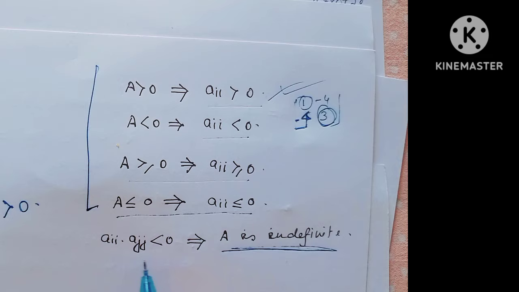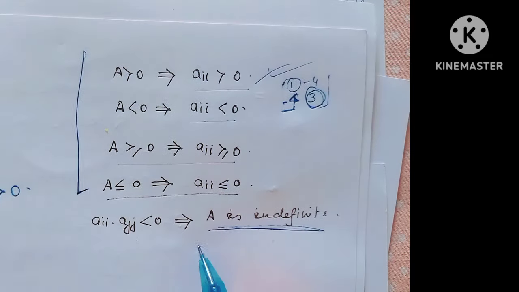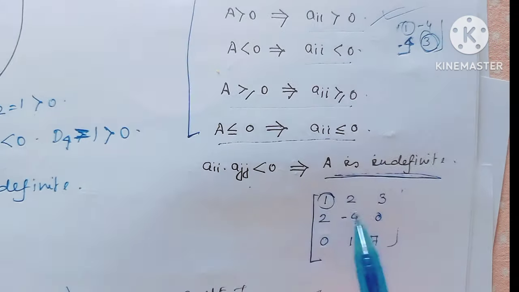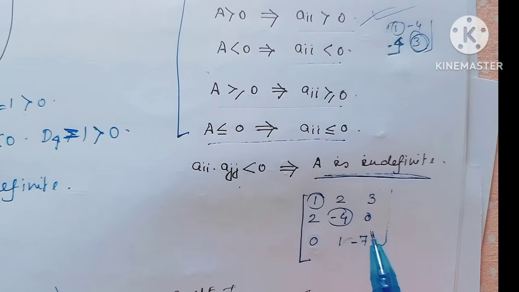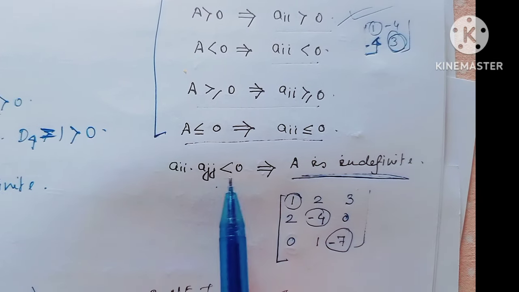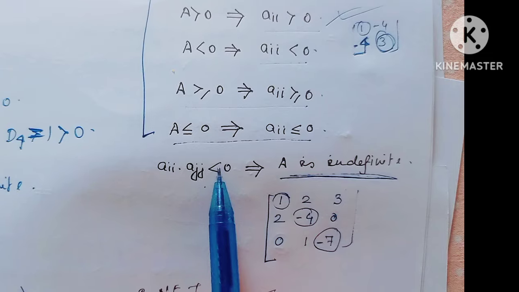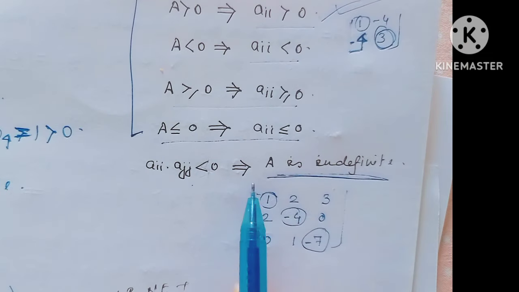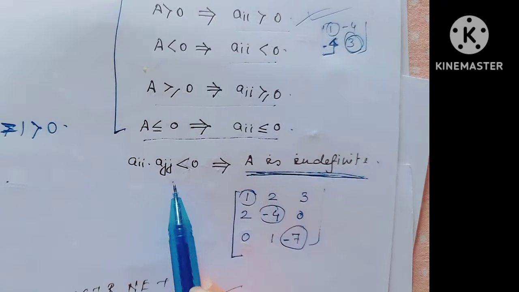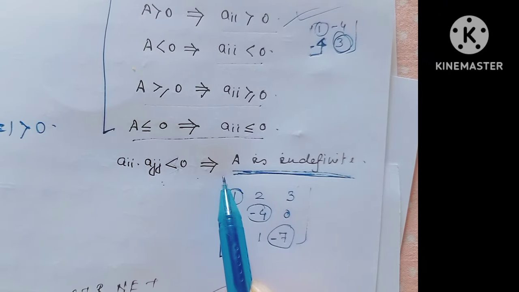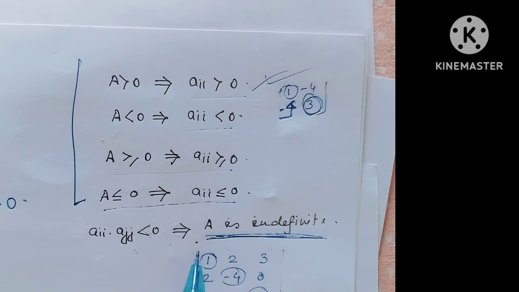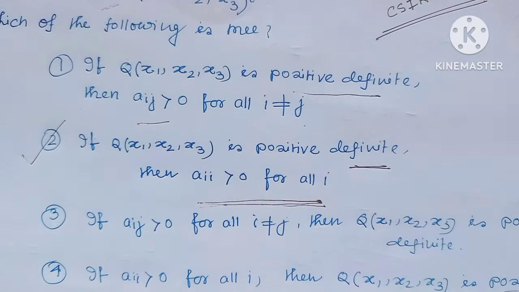Only for indefinite matrices. If aii aj less than 0, meaning if the matrix is given of such type, here the eigenvalues are 1, minus 4, minus 7. Since aii ajj is strictly less than 0, then we can tell obviously the matrix is an indefinite matrix. The converse is true only for indefinite matrices, not in all other cases. Okay, so option 2 is the right option.